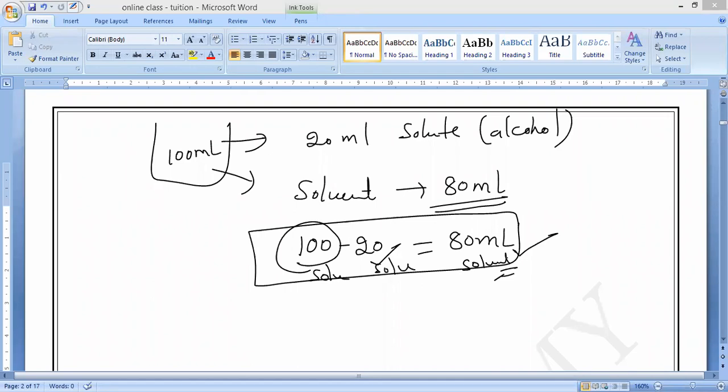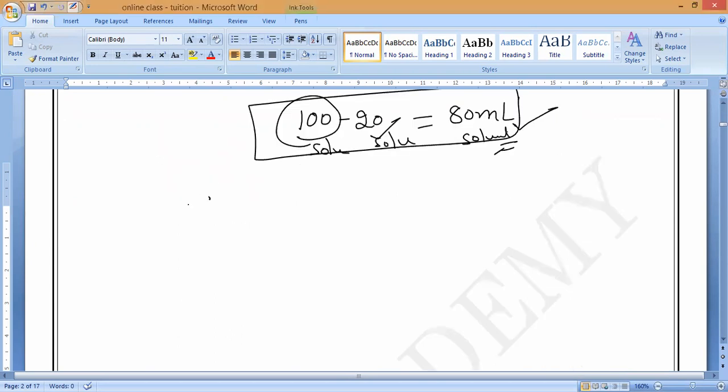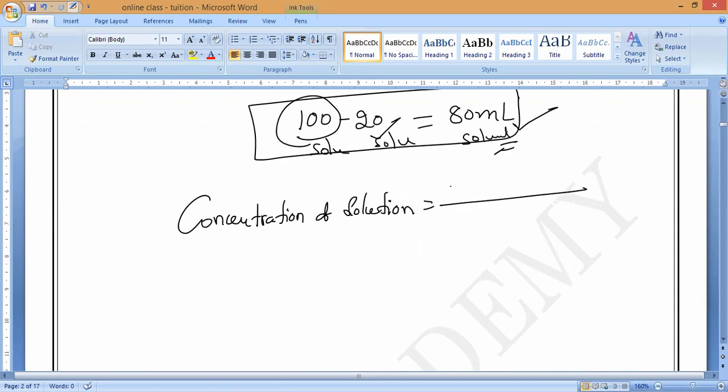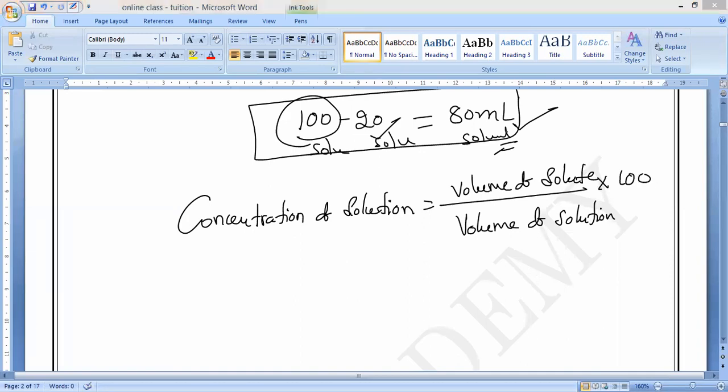of a solution. In the case of liquid solute dissolved in liquid solvent, the formula is: concentration of a solution is equal to, write it, all of you, the same as before, but instead of mass you keep volume. Volume of solute divided by volume of solution into 100. That's all, guys.